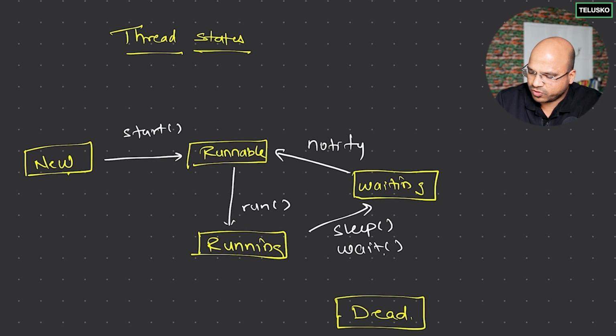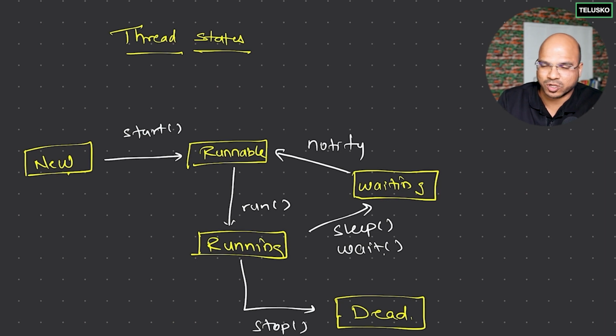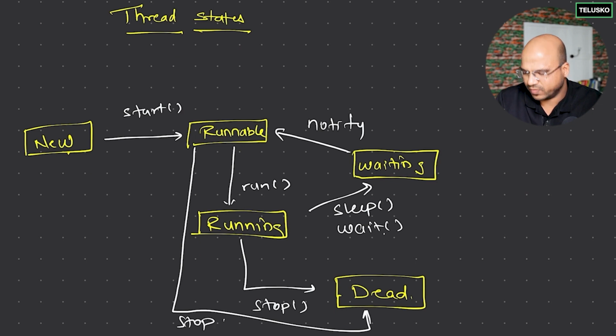In fact, if your thread is running and you want to end it, you can also call stop. There's a stop method available, but that is deprecated. Actually, don't stop threads, because it will create instability in your software. But once the thread's work is over, it will automatically go into the dead state. You can also send a thread from runnable to dead even with the help of stop. You can do that. What else do we have here?